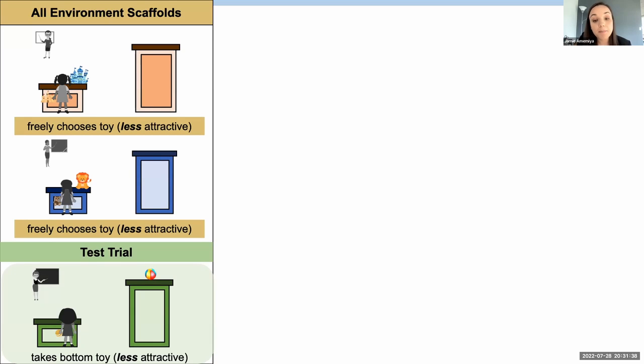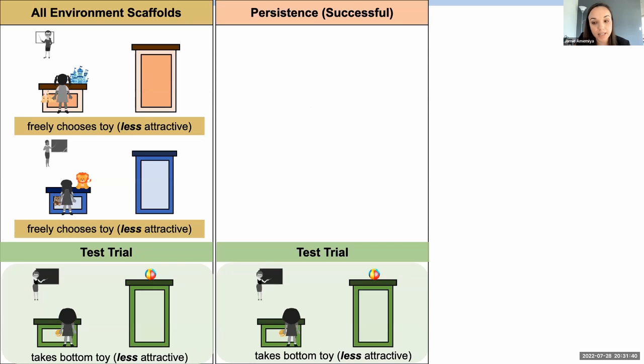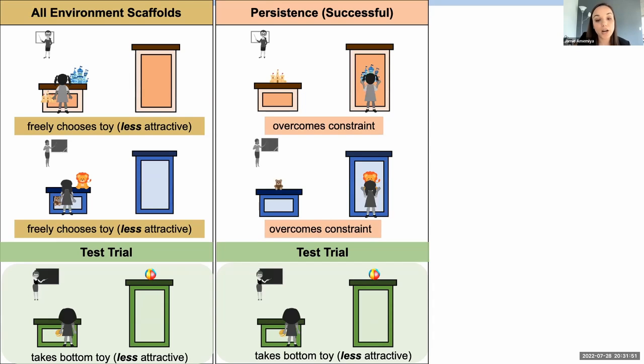So we then can compare this to a persistence successful condition. So this condition had the same exact test trial in which Cody took the less attractive toy. But critically, children were told about 2 other students who worked hard to successfully get the toy from the taller shelf, jumping 3 times and getting the better one. And therefore, the alternative that Cody could have tried harder to get the multicolored ball is put in the front of children's minds. And the fact that she didn't could mean that she's happy with what she took.